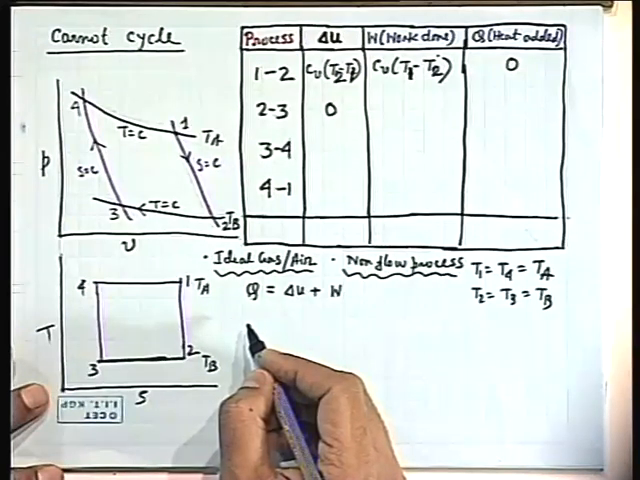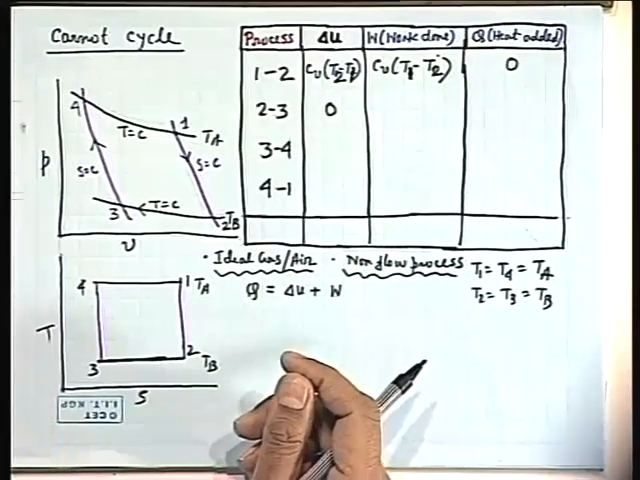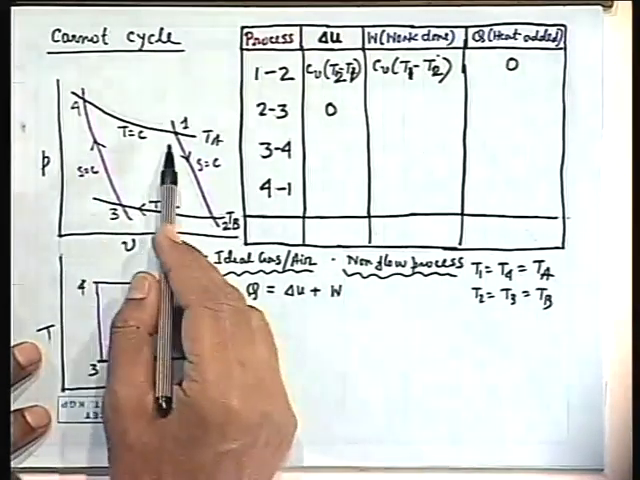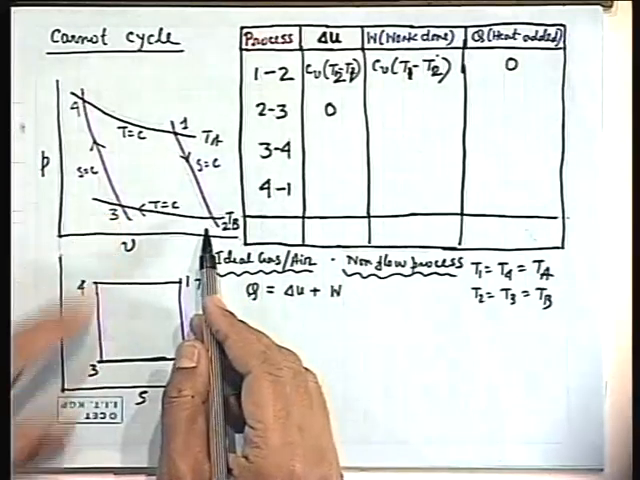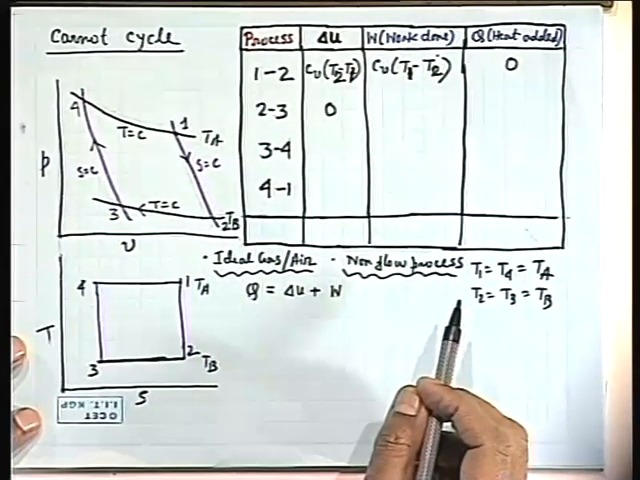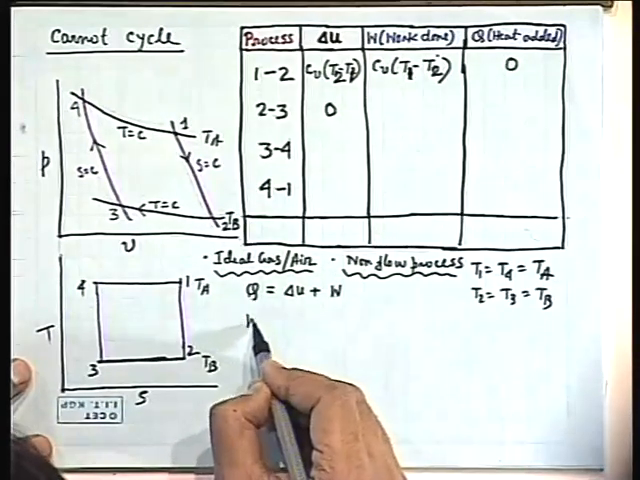Why is T into delta S equal to Q? Where do you get it from? You have to find out from the basics. It is a reversible process, so what? What is the equation which gives you the heat transfer in this process 2, 3? How do you know? So you have to find out W.